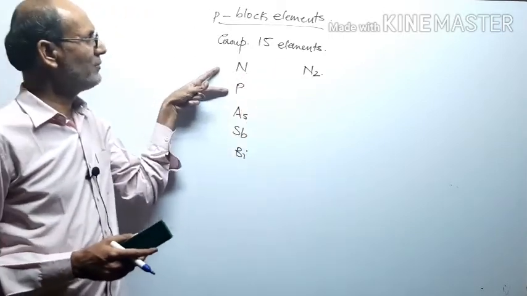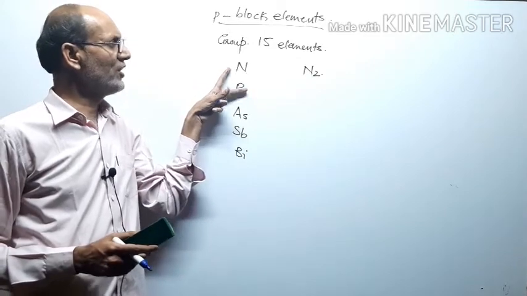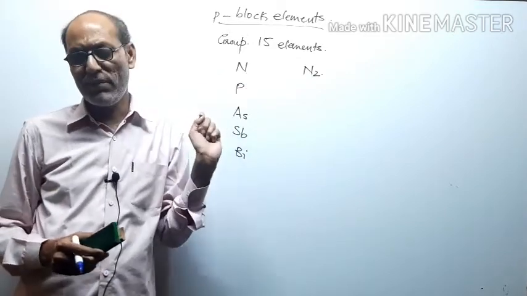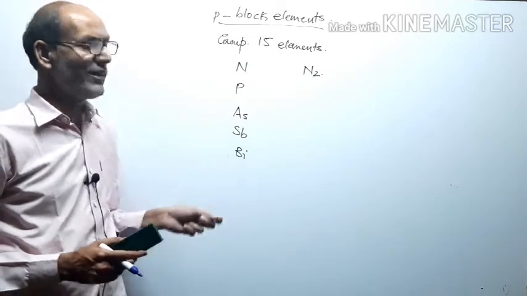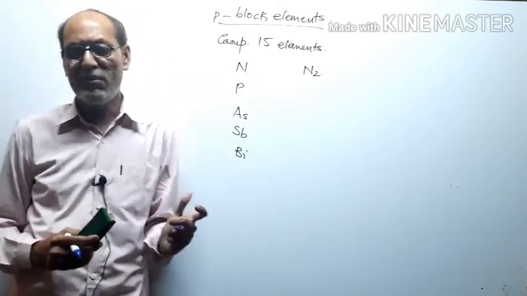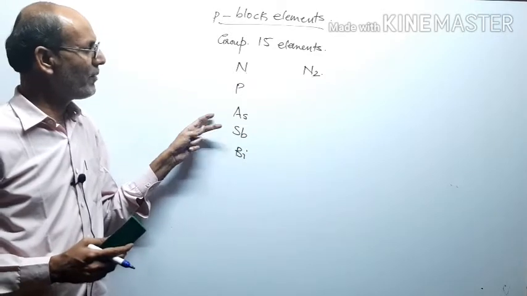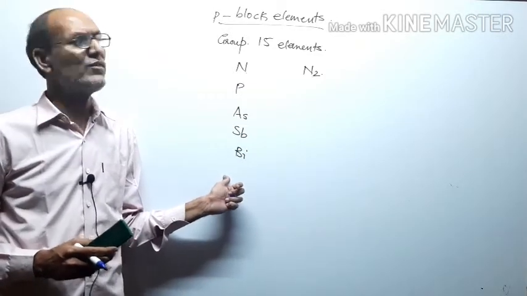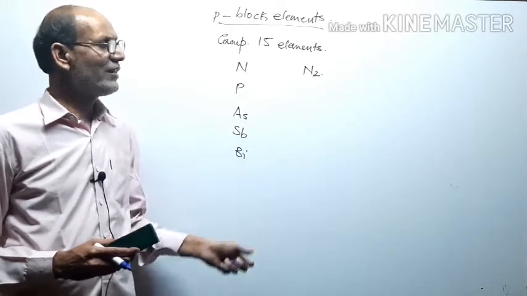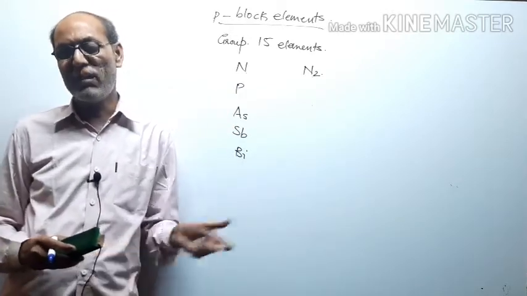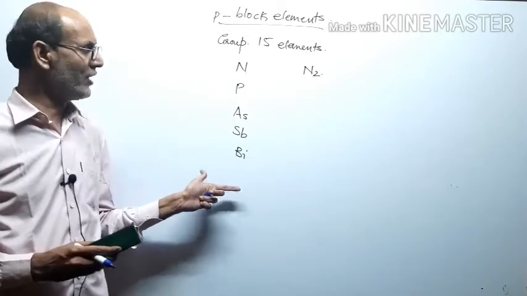So these two elements of the group 15 family are the most abundant elements. But the elements below, arsenic, antimony and bismuth, are not very common. They exist in the combined state only in the form of sulfides, and they have a very small percentage in the atmosphere as well as in the earth's crust.